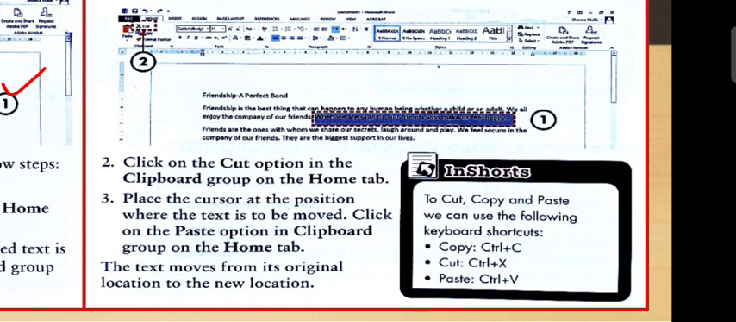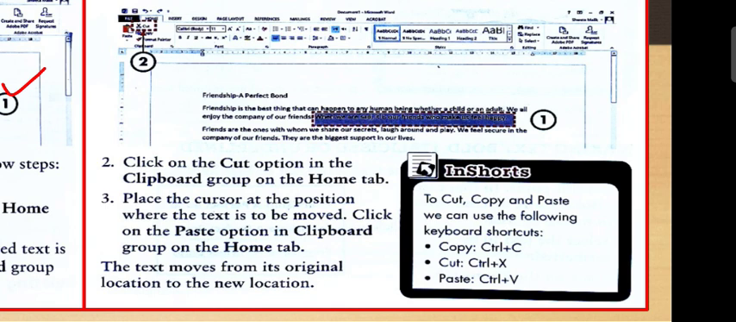Here you can see that step number 2, click on the cut option. Then you need to place the cursor at the position where the text is to be moved. Then click on the paste option. You will see that the text moves from its original location to the new location.